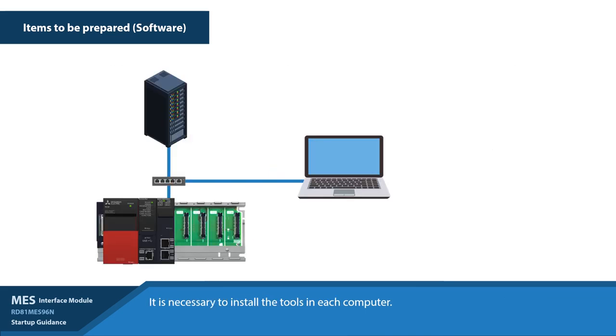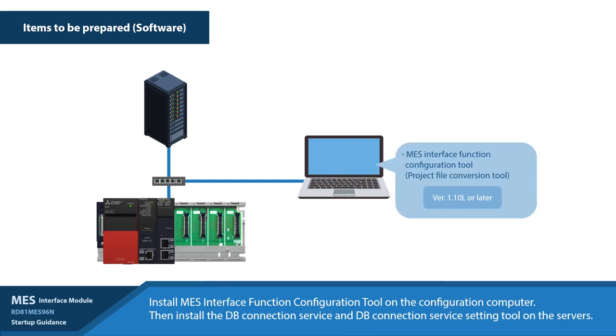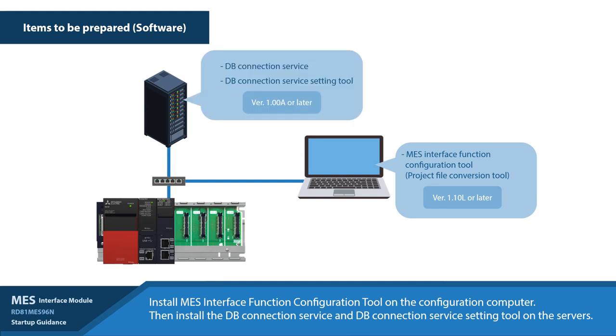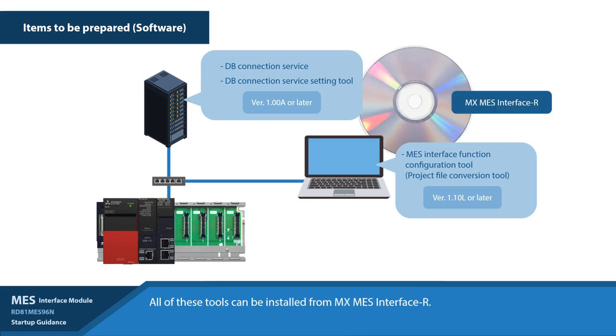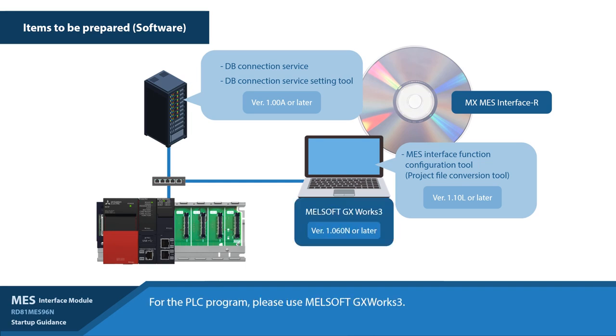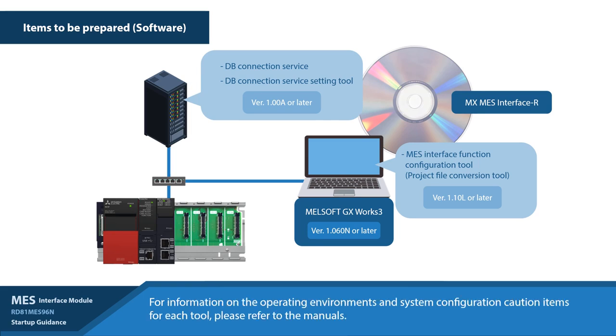Please note that it's necessary to install the tools in the respective computers. Install the MES Interface Function Configuration tool on the configuration computer, and install the DB Connection Service and DB Connection Service Setting tool on the servers. All of these tools can be installed from the MES Interface-R software. For the PLC program, please use MELSEC GX Works3. For information on the operating environments and system configuration caution items for each tool, please refer to the manuals.